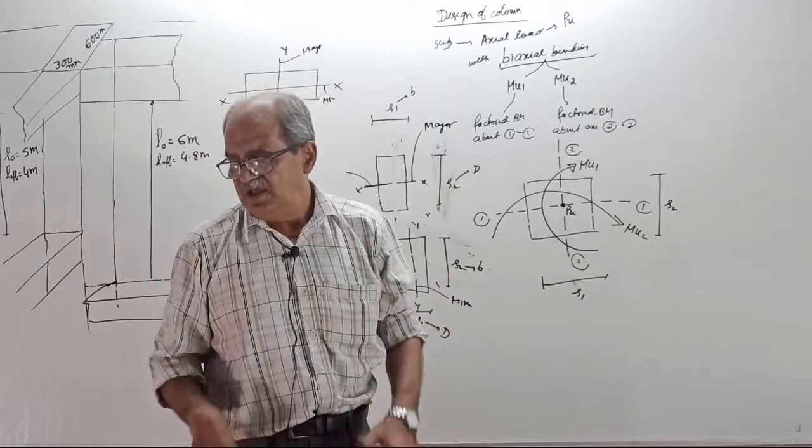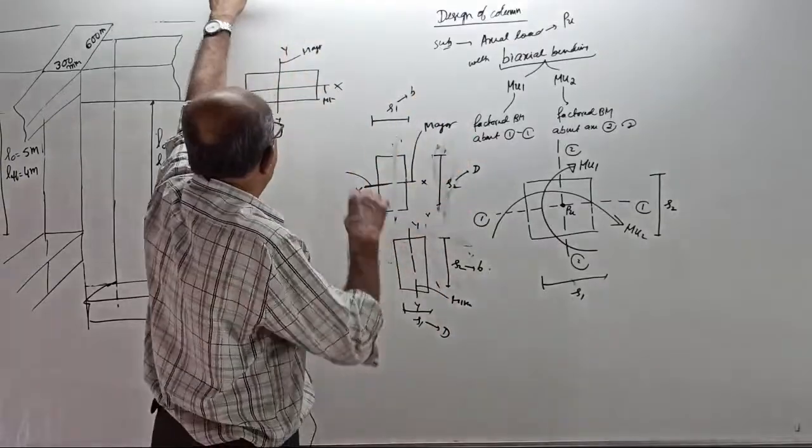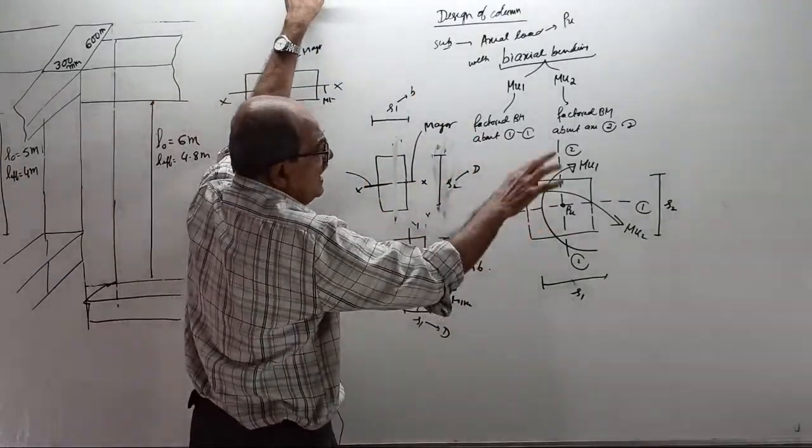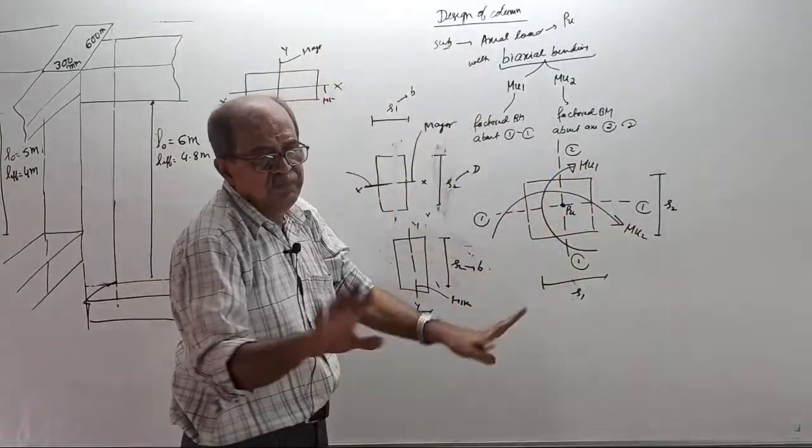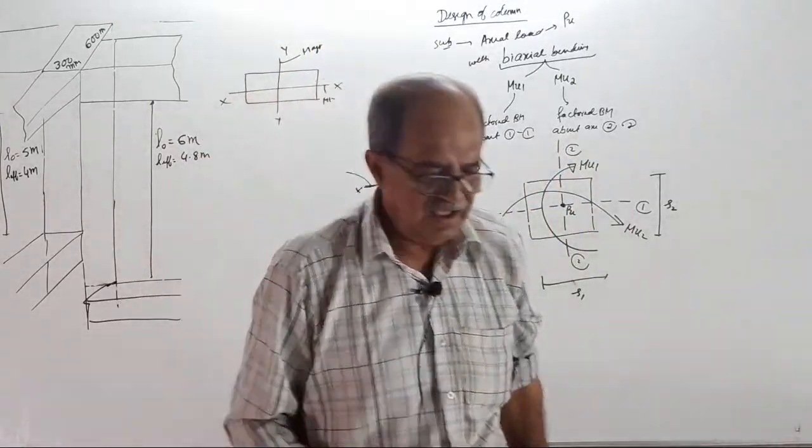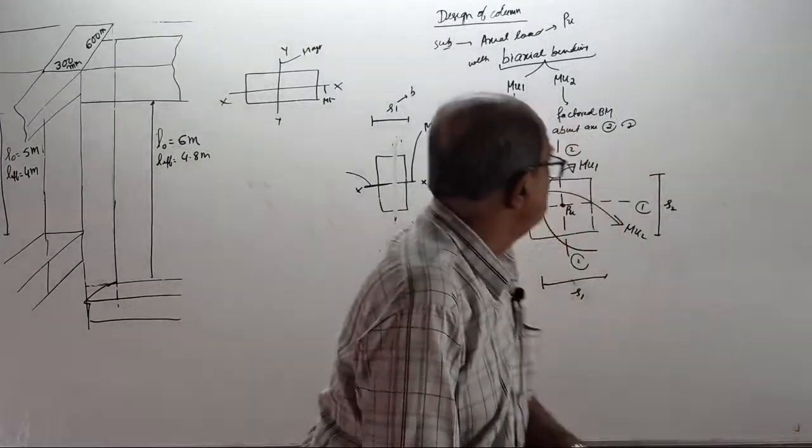So confusion. So what I am doing is, I am avoiding that trouble by giving the name MU1, MU2. No confusion now. See, one concept, MU1, MU2. So this is the best one.